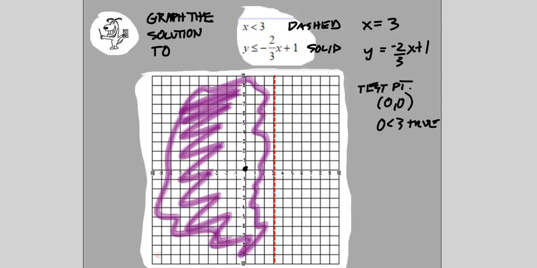Okay, then the other inequality, we're going to first work with the test equation here. Well, first we got to plot this. So the slope is negative 2/3. The y-intercept is 1. So I'm going to plot the y-intercept right there. And the slope is negative 2/3. So I'm going to go over 3 and down 2. Over 3, down 2. That is a solid line.